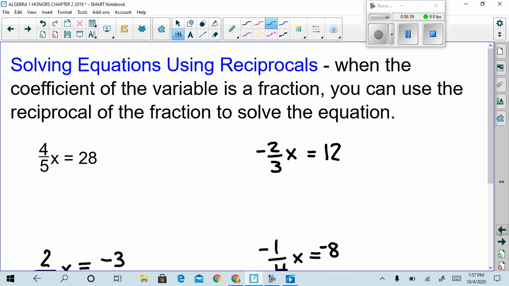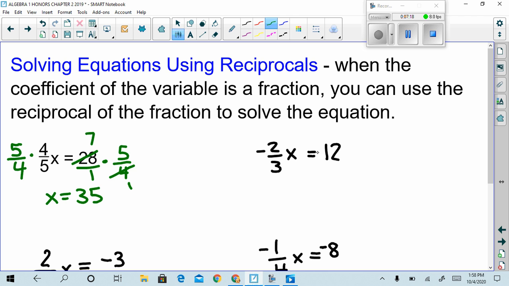Now, one last thing I do want to add to that is that sometimes your coefficient will be a fraction. And we can multiply by the reciprocal to eliminate that fraction. The reciprocal of 4/5 is 5/4. We'll use that multiplication property of equality and do the same on both sides. Anything times its reciprocal is 1. 1 times x is x. Let's simplify on the right by simplifying before we multiply by cross-canceling. And there's my solution.